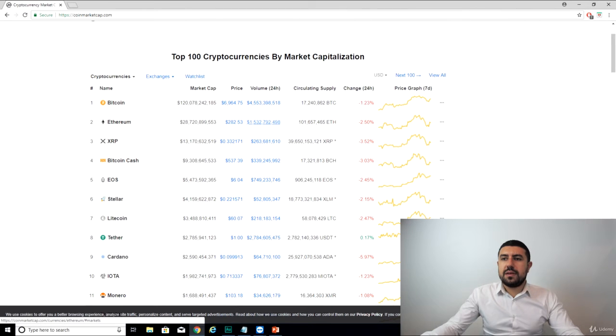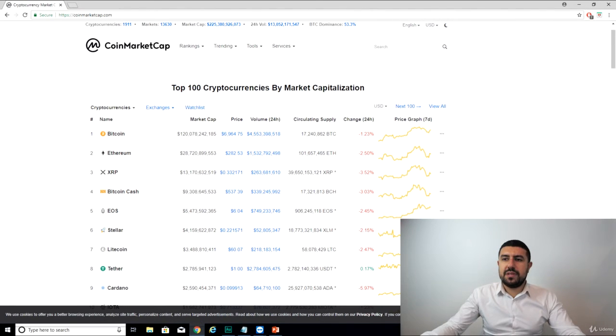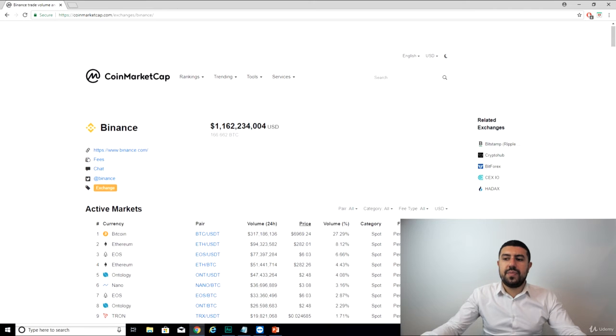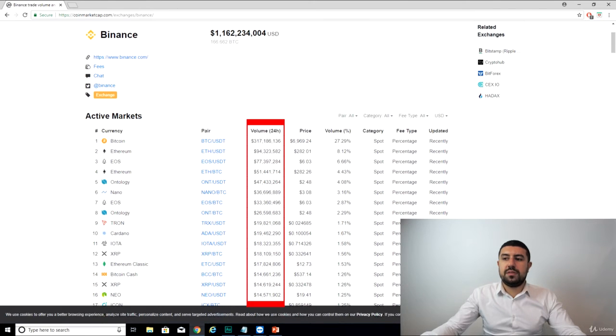Let's actually check by exchange. You know what? Let's go here and check our Binance exchange. These are all the coins on Binance, and this is the volume that they traded in the last 24 hours. I can see here that Bitcoin on Binance traded for 317 million. Ethereum traded almost 94 million. So let's check Ethereum out.